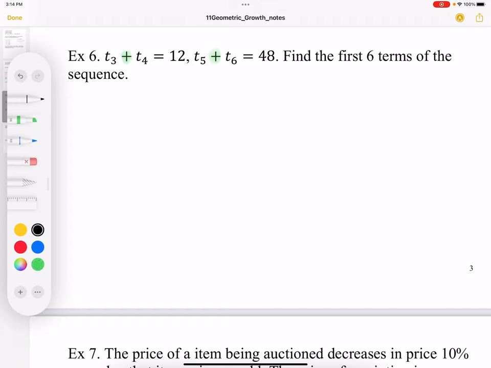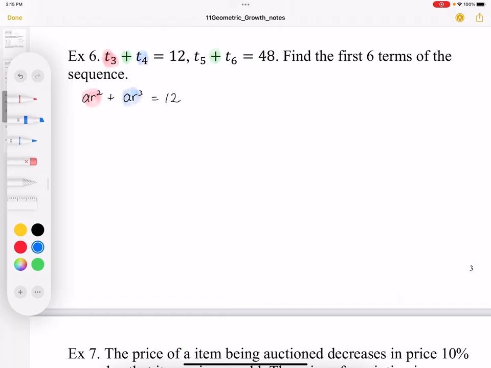And instead of using T3, T4, T5, T6, we're just going to write them in terms of A and R. So T3 is AR squared. Okay, we don't know A or R, but those are the terms that we need to find. Plus T4 is AR cubed, and that's going to be equal to 12. I'm just going to highlight that: T3 is that, and T4 is that term there.